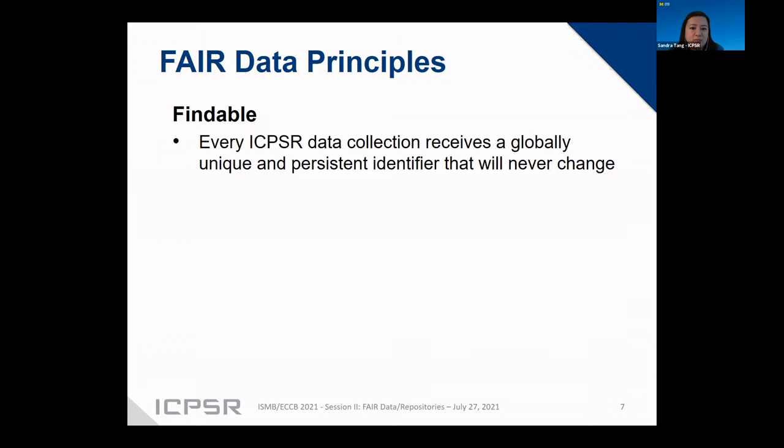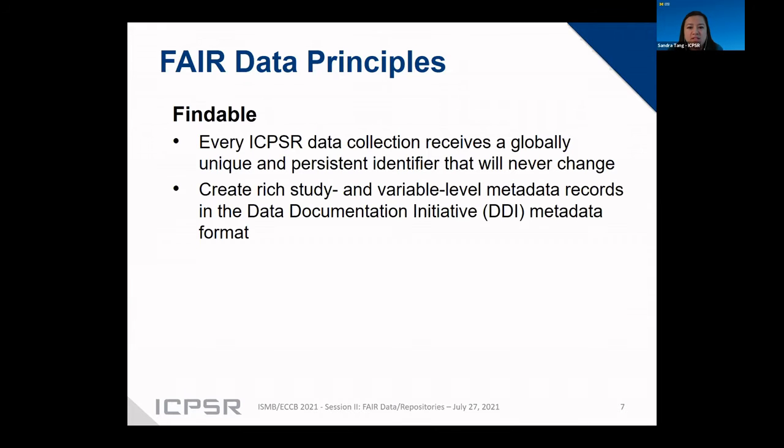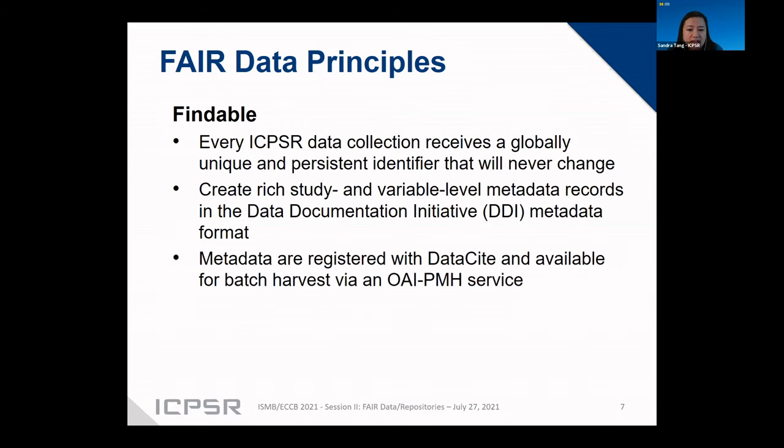Well, to ensure that data are findable, every ICPSR data collection is assigned a DOI, which appears in the citation on our website and in our downloads. And this persistent identifier never changes and allows people to cite the data and for data producers to get credit. We also create rich study and variable level metadata records in DDI. And we use DDI because it has a lot of the domain specific fields for the behavioral and social science data. Our metadata are registered with DataCite and available for batch harvest. And so a lot of libraries can harvest our content and pull this information into their catalogs.